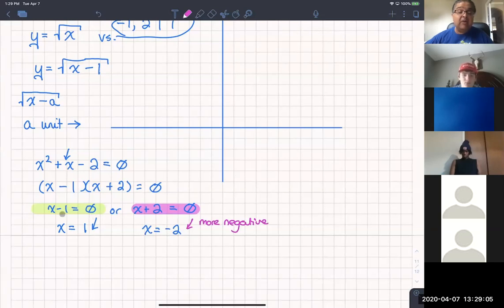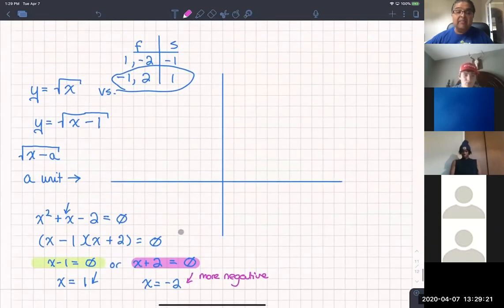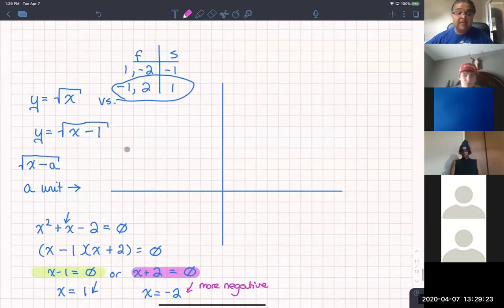Here, I'm subtracting 1, but the solution is 1, so I'm going from 0 to +1. So it's becoming more positive. So subtracting makes the answer more positive. Adding makes the answer more negative. So this is why, when subtracting 1 on the inside, you move it to the right, because right is positive. The answer is going to be more positive.